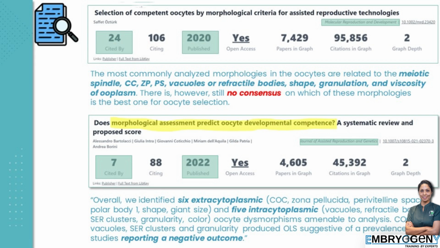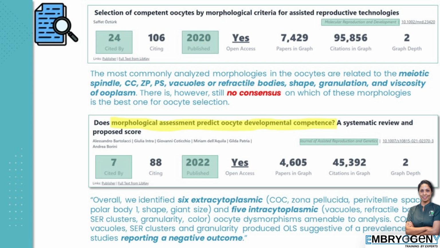The next, more recent systematic review tries to identify all literature on the morphological characteristics and associate them with oocyte selection. It concludes that none of the morphological characteristics like vacuoles, refractile bodies, shape of oocyte, cytoplasmic granulation, viscosity, etc., show consensus on which of these morphologies are best suited for oocyte selection.